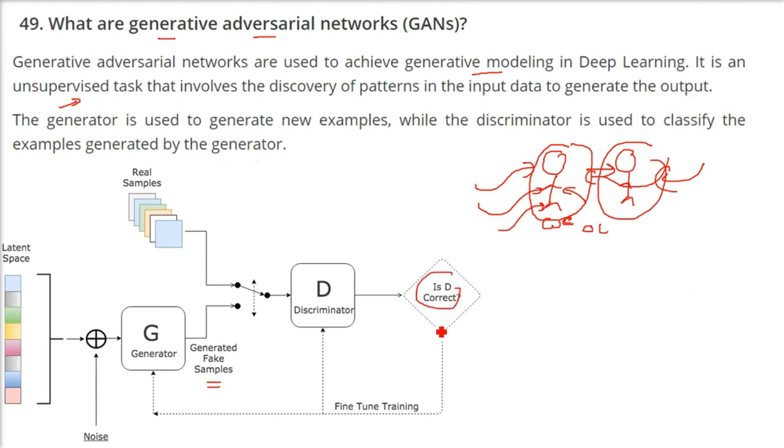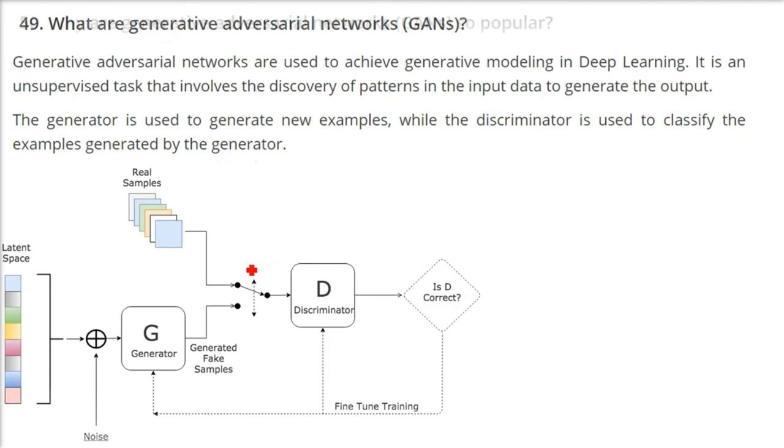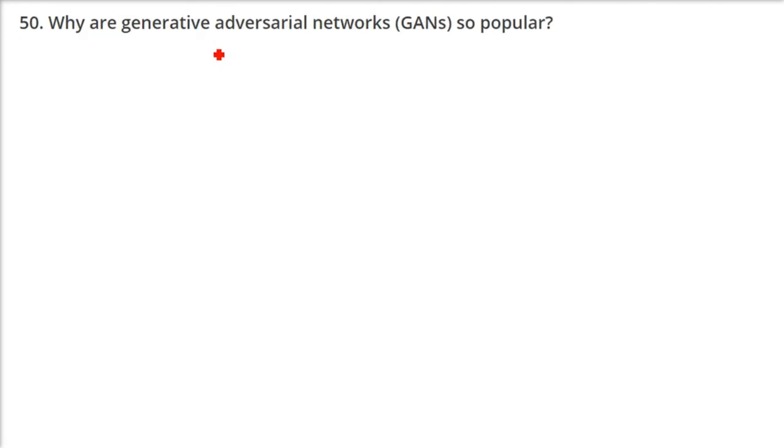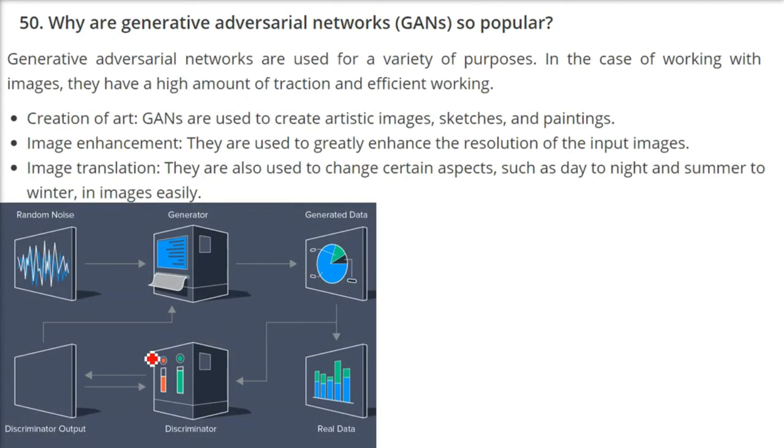What do you think? If you're a wrestler, the other person will also want to beat you. And while this beating is going on, you get a good result. That is how you get a very good image when it is a noisy image. The question that comes out of this is, why are GANs so popular? These GANs are used for a variety of purposes. In case of working with images, GANs have a high amount of traction and efficient working.